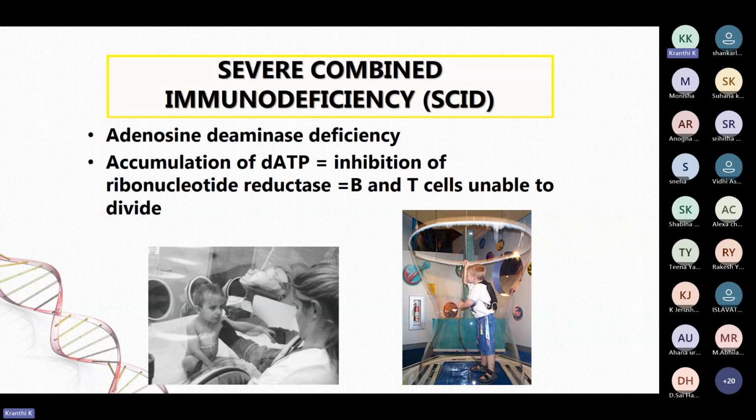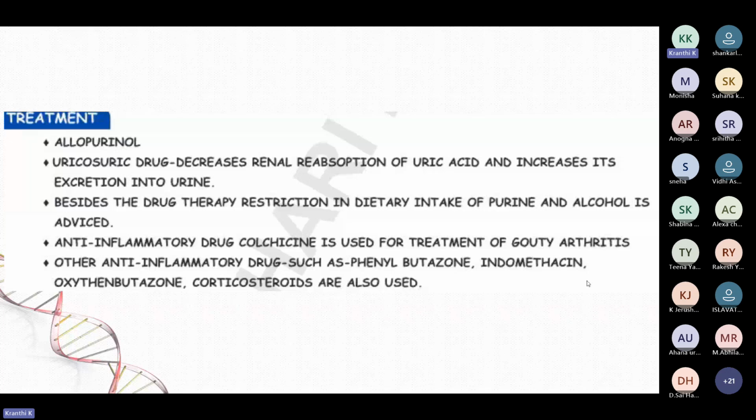Got it? There is a separate movie also, The Boy in the Plastic Bubble. I think that movie was released in 1976. The Boy in the Plastic Bubble. It's based on David's touching story. The boy's name is David. So this adenosine deaminase deficiency causes this severe combined immunodeficiency. That is also a primary one.